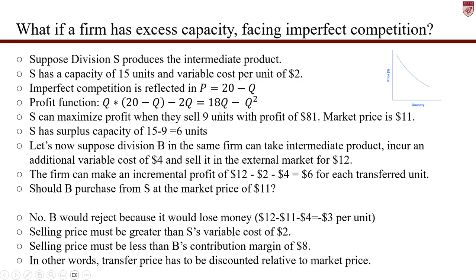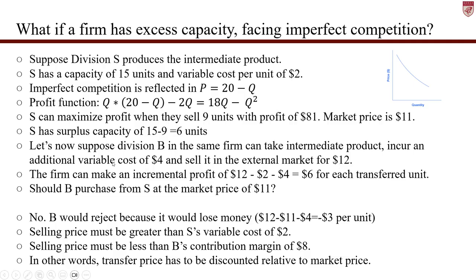Now, under this scenario, division S has a surplus capacity of 15 minus 9, which equals 6 units. So they actually have some room to sell 6 units to the purchasing division B. Let's suppose division B can take the intermediate product, but they're going to incur an additional variable cost of $4, and then they're going to sell it in the external market for $12.